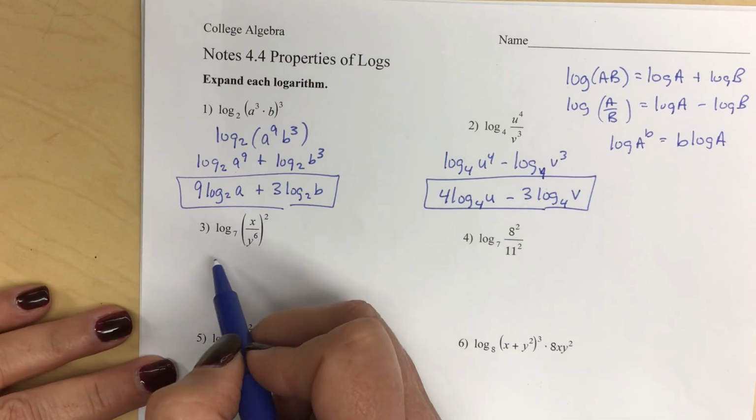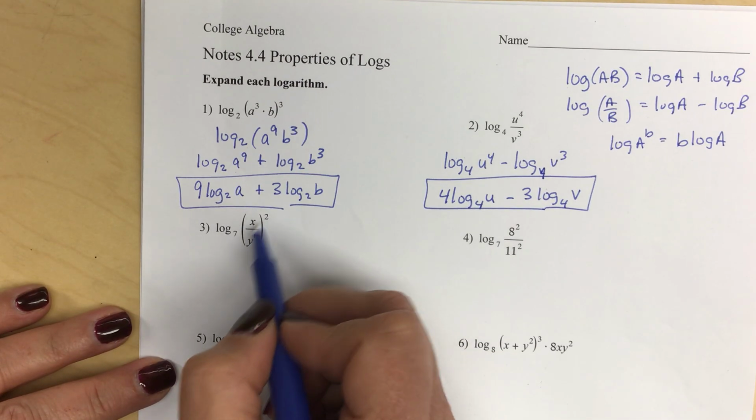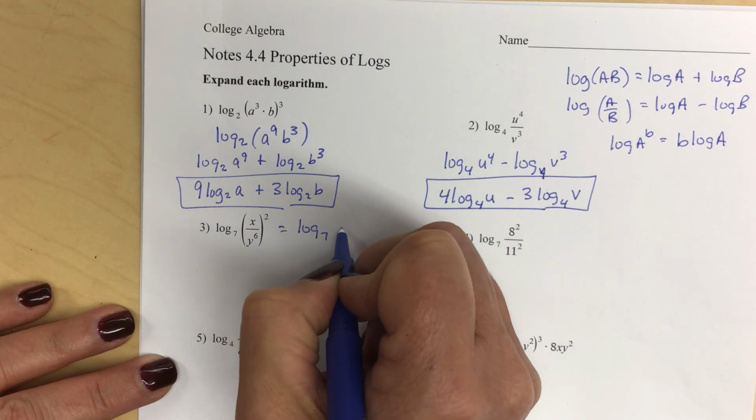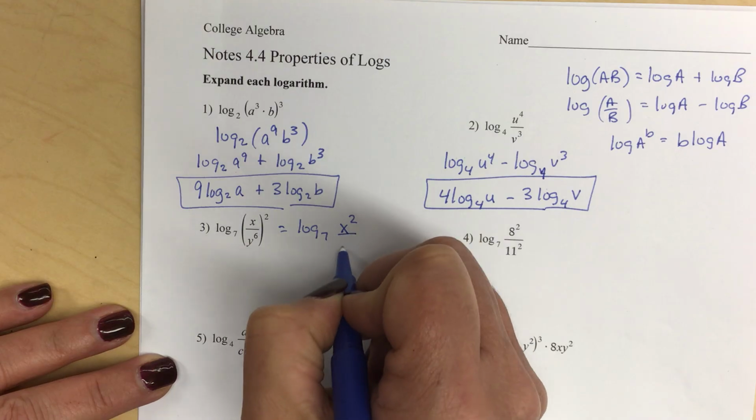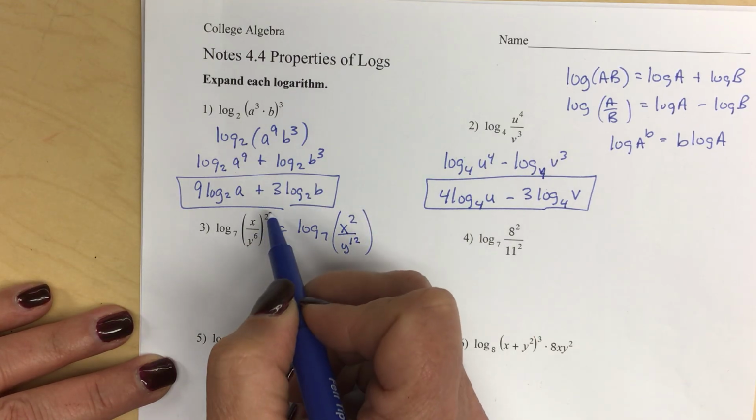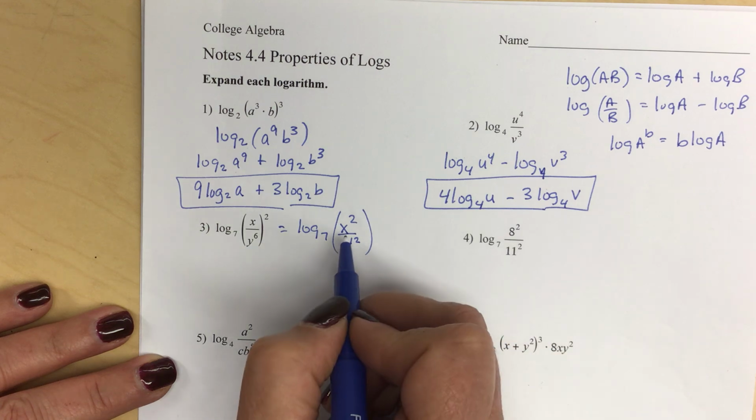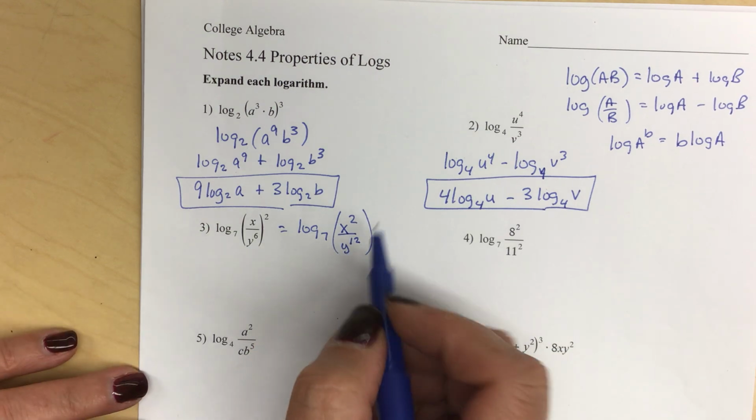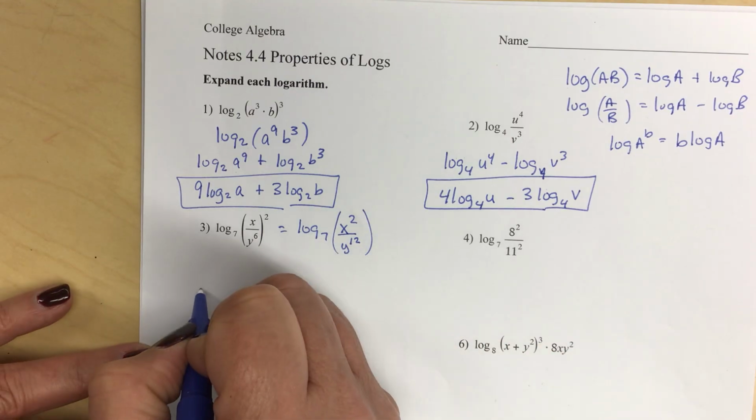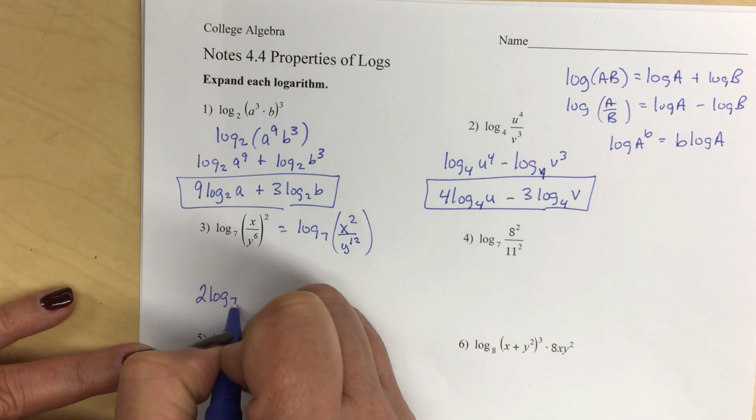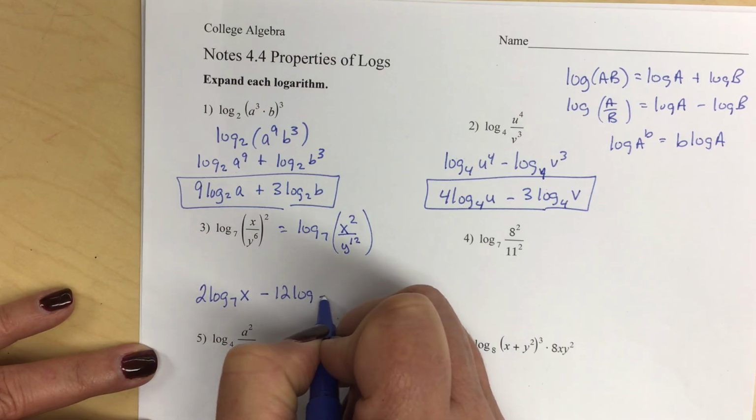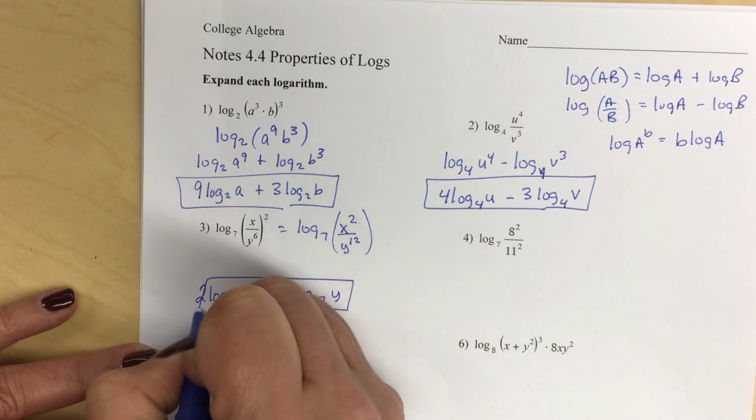Again, this one you could bring the 2 out in front first, but I'm going to choose to simplify this and make that log base 7 of x squared over y to the 12th, because when you have an exponent to another exponent, you multiply. Now I'm going to do 2 steps in one. I'm going to bring the exponent down and break it up with subtraction. So this is 2 log base 7 of x minus 12 log base 7 of y.